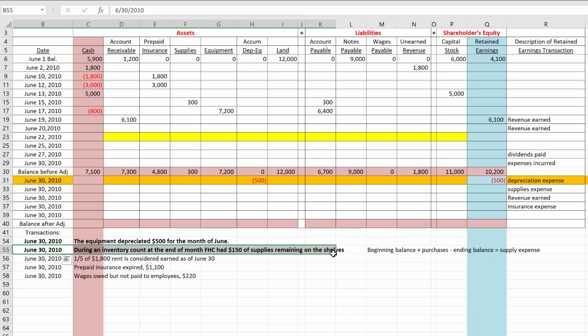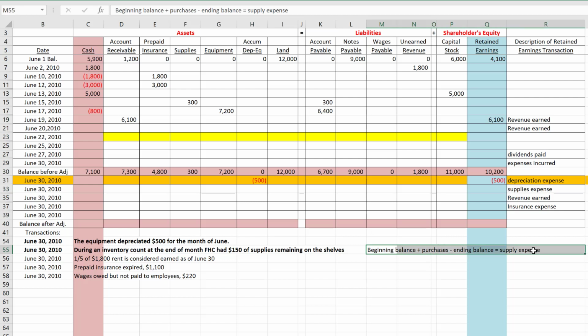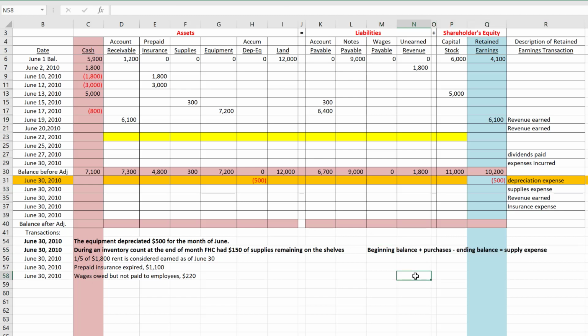Supplies, very similar to inventory, and we're going to be talking about inventory as we progress through this class, but supplies is an asset, and the asset is consumed. As we consume the asset, we have what's called a supply expense. So I have a basic formula here that I want to go through and make sure that we understand what's taking place. Our supply expense, which is what we need to calculate, is our beginning balance plus any purchases that we had during the month minus our ending balance, and that's our supply expense.